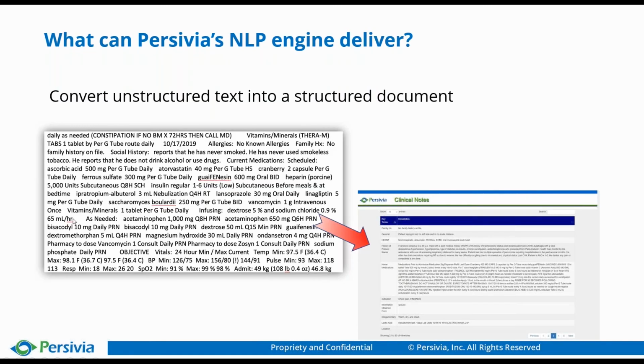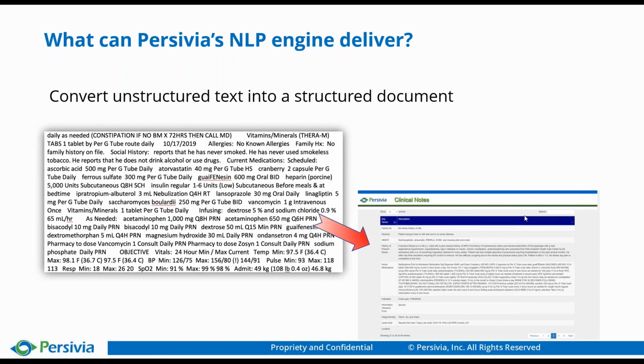What can Persivia's NLP engine deliver? Persivia brings a next-gen risk adjustment solution for the HCOs. It employs artificial intelligence, NLP, and machine learning to make the most of the data, make it actionable, and deliver the best results. Our NLP engine unlocks the hidden diagnosis and other important patient information hidden in the unstructured notes.